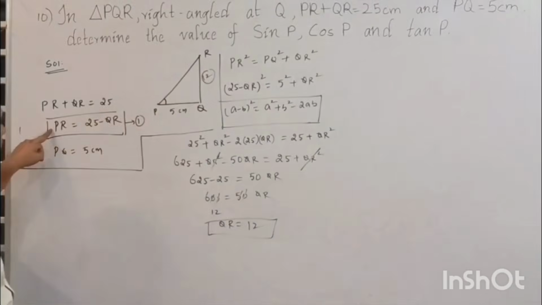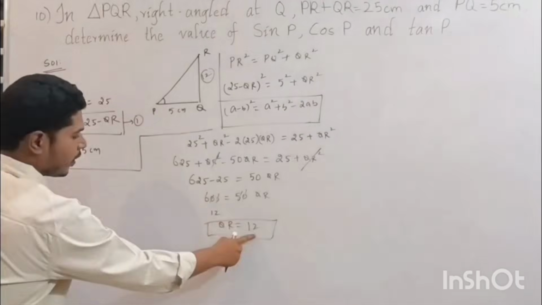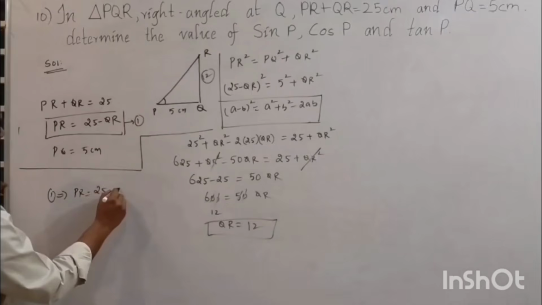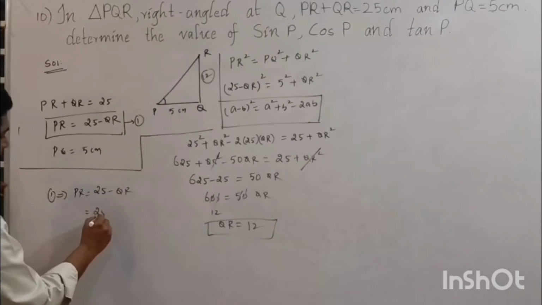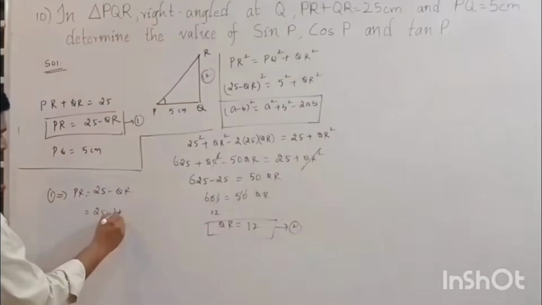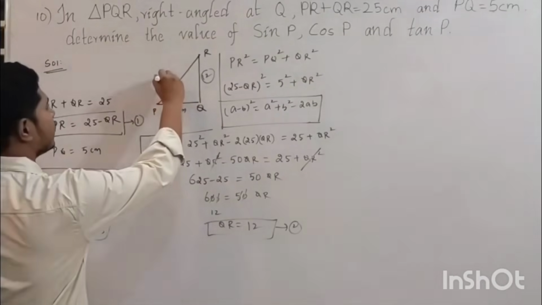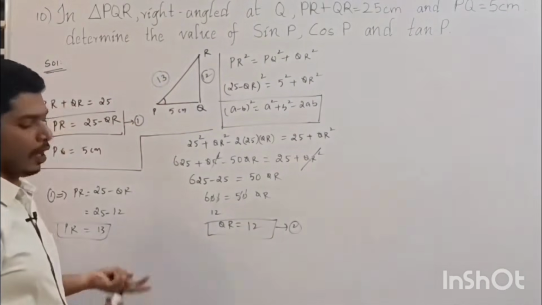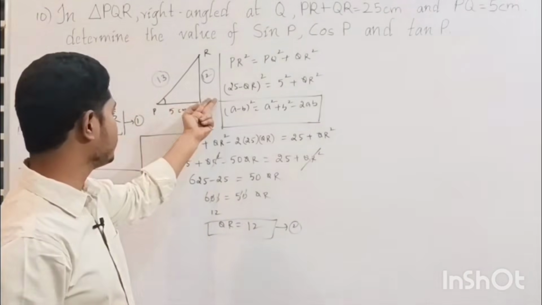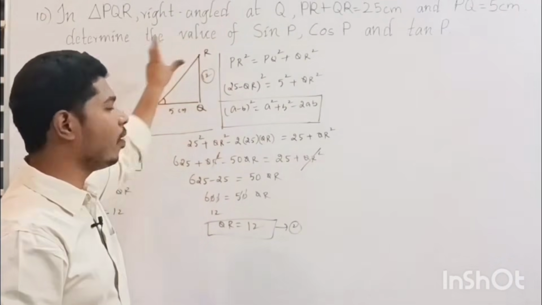We have already solved that PR is equal to 25 minus QR. What is the value of QR? QR is equal to 12. Therefore PR is equal to 25 minus QR, that is 25 minus 12, therefore 13. The value of PR is equal to 13. Now we can find any trigonometric ratio. We have the adjacent, we have the opposite, we have the hypotenuse. Now we can find any trigonometric ratios because we have all three sides.